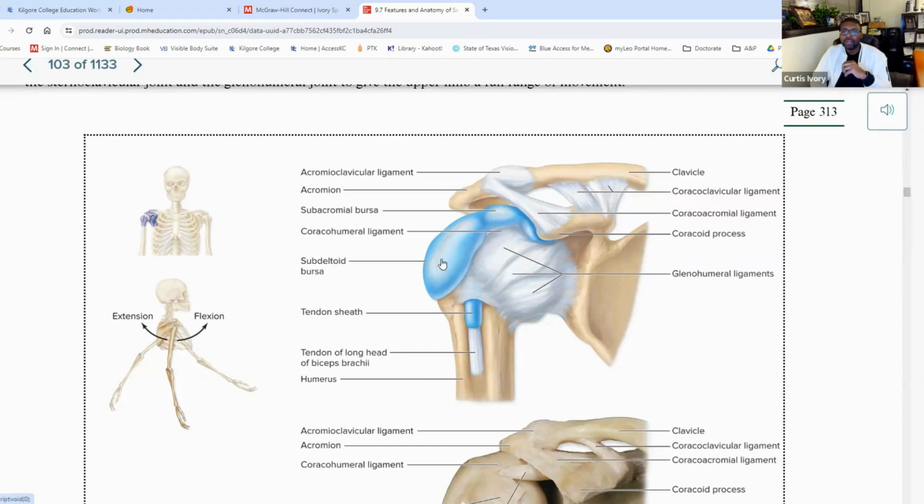Here we have a subdeltoid bursa. Sub means below. Deltoid is the region and the muscle that is right here. That's our shoulder muscle, our deltoid. Remember, a bursa is going to help cushion and help muscles glide when they are moving. If those bursa get inflamed, which is referred to as bursitis, it's going to cause them to swell, and that can cause pain.